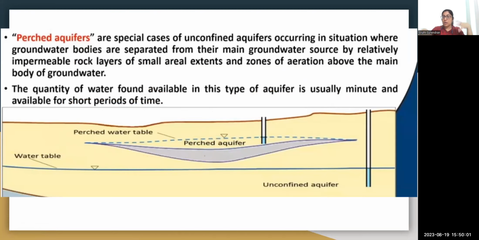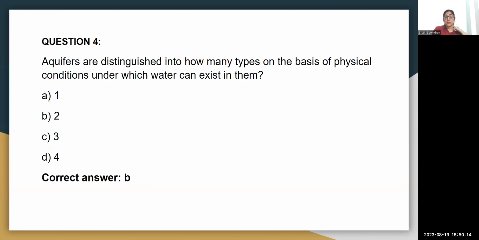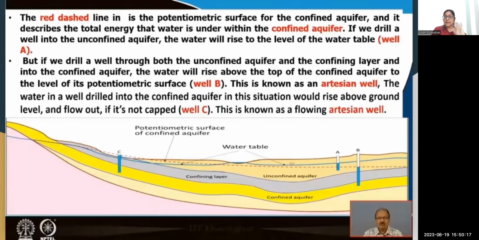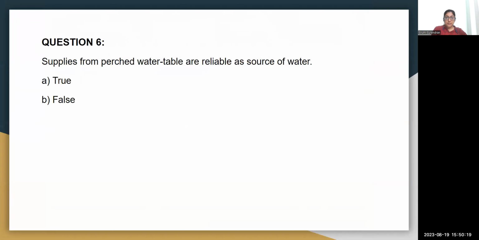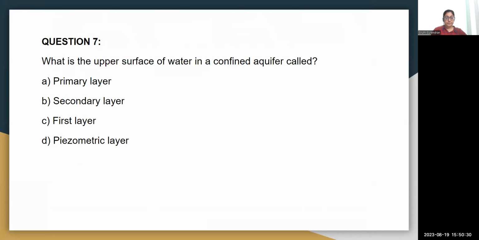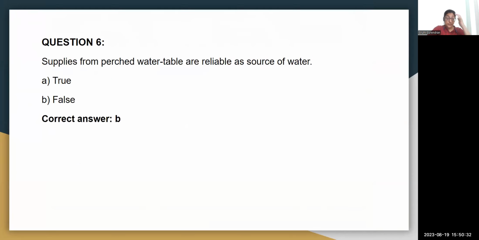Say this drains out, or it can be near the surface, it can get evaporated, or say if you're having a well there, that water can be easily used up because it's going to be only a small quantity of water. So it is not a reliable source of water. We can get water, but it is not a very reliable source. It is not going to last for a long time. So the answer for this question is false. If you ask can it act as a source of water? Yes, to some extent. But is it a reliable source of water? No.